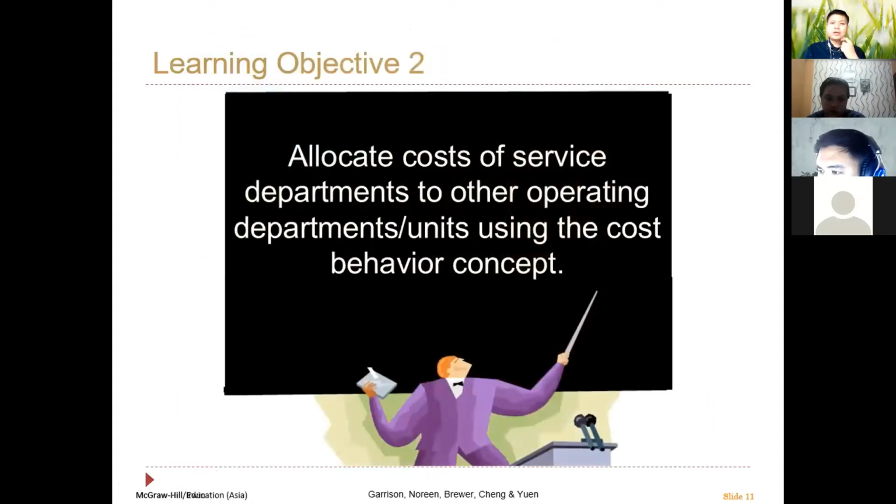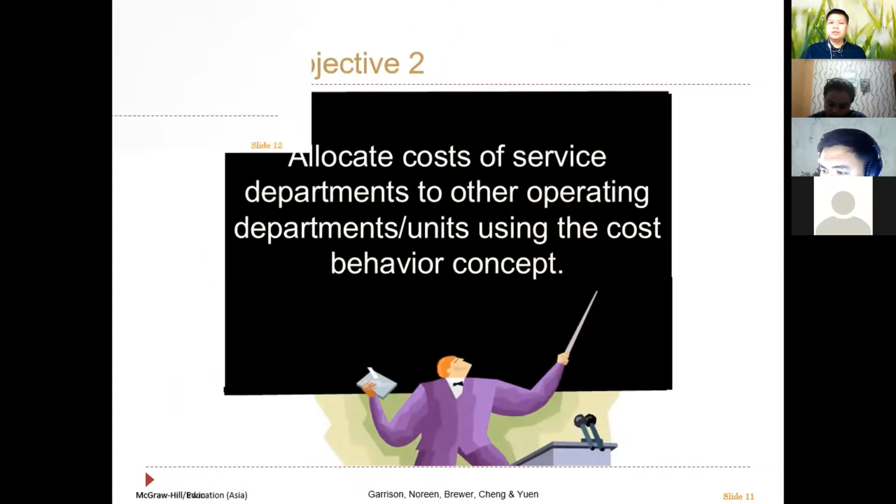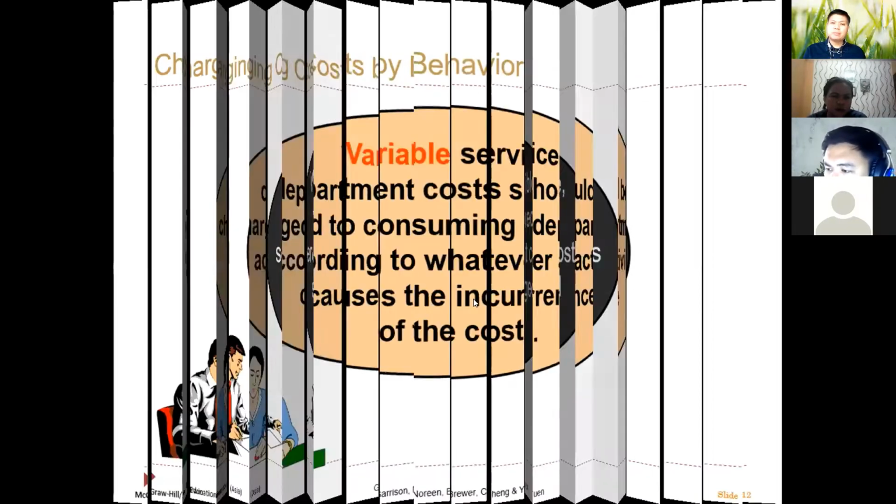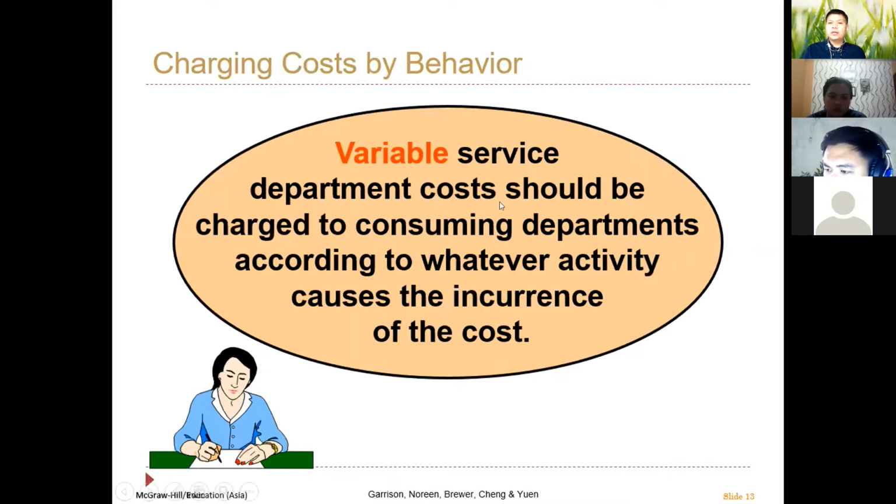We learn how to allocate the cost of service departments to other operating departments or units, using the cost behavior concept. Whenever possible, variable and fixed service department cost should be charged separately. The variable service department cost should be charged to consuming departments according to whatever activity causes the incurrence of the cost.